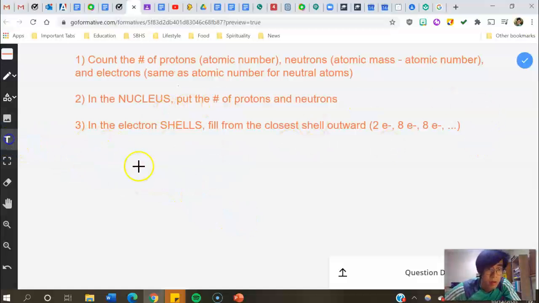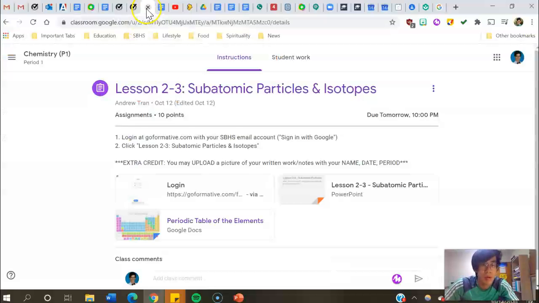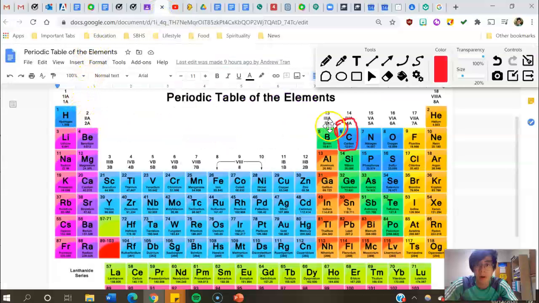So let me put boron here real quick. All right, we got boron, and you got fluorine over here. Okay, so first let's count the number of protons, neutrons, and electrons. So boron, we have to go to our periodic table. So let's go back to this periodic table that's attached right there, and look at boron. Boron is in period 2, group 13 or 3A.